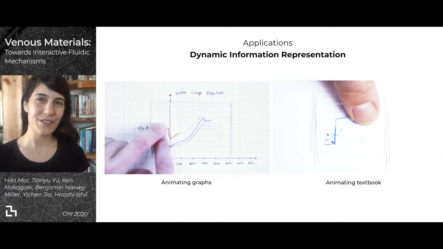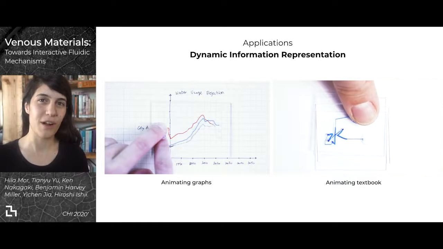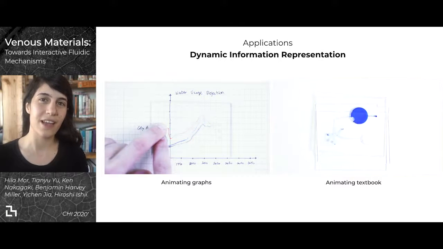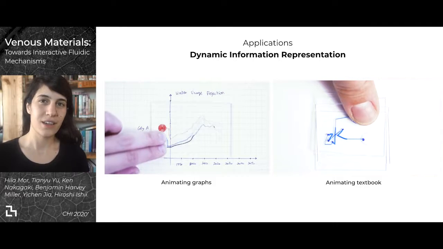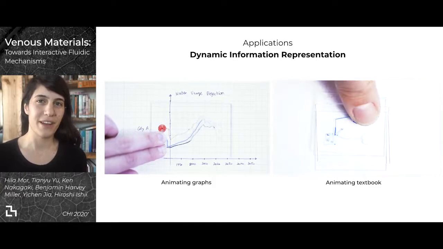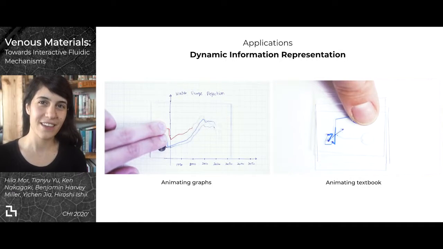In everyday life and everywhere around us, we use graphics. We use signs and lines and text and graphs. Yet all these are static. What if we could use Venous Materials to make this graphic dance?